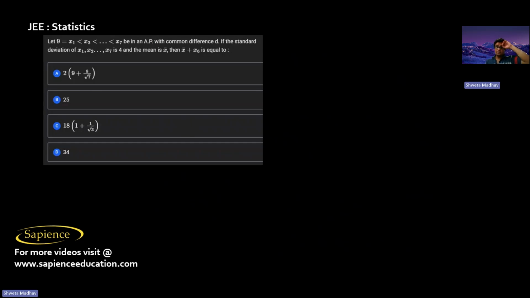Then here it is told that x1 equal to 9, less than x2 less than up to x9, are in AP with common difference d. If the standard deviation of x1, x2 till x7 is 4, and the mean is x bar, then x bar plus x6 is equal to which? Okay.